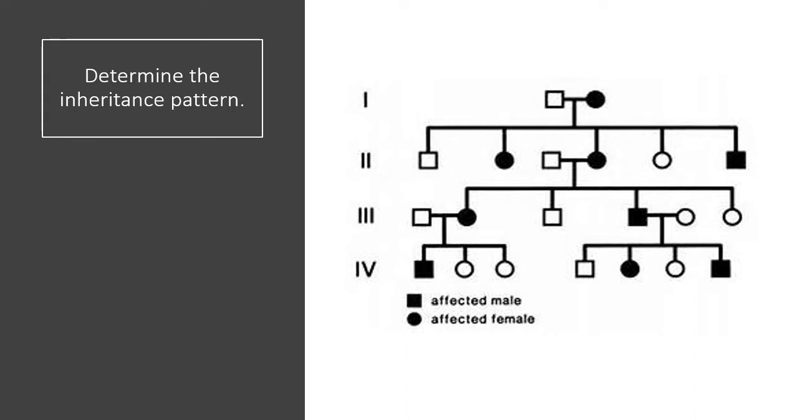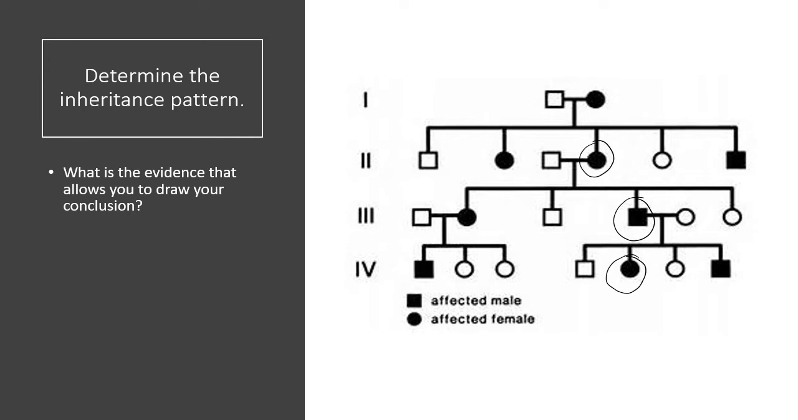So in this particular one, I'm going to look for evidence that allows me to draw my conclusion. Now this pedigree, you'll notice that there is someone in every single generation, generation I, II, III, and IV, who has the disease. So that's your first tip-off about the inheritance pattern. The other clue that you have is every single person who has it has a parent who had it. Their parent had it, their parent had it, their parent had it.